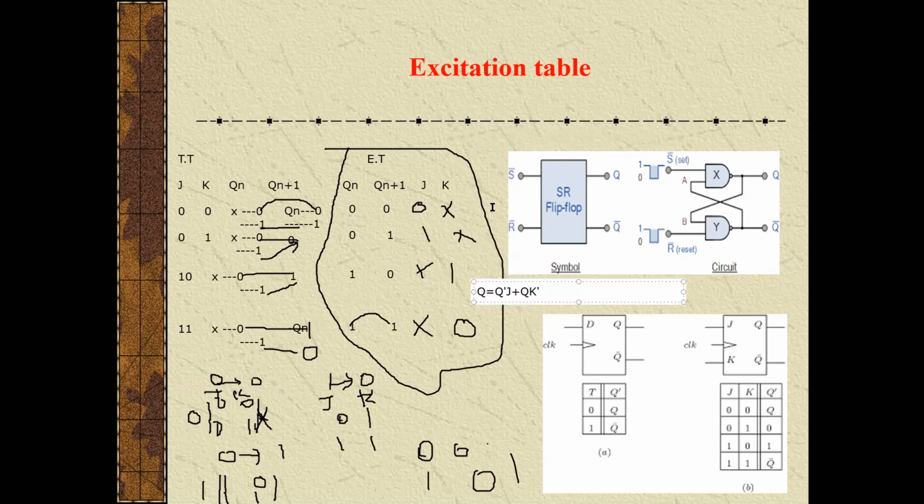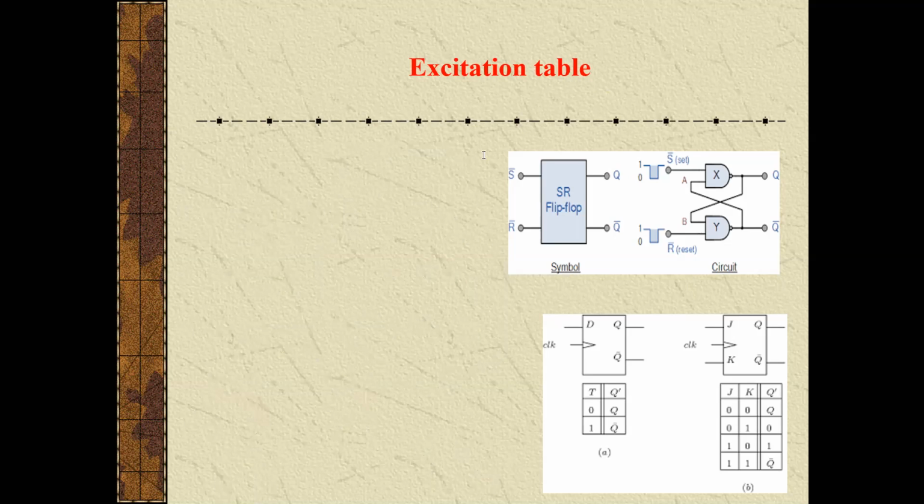We have seen how to write it for D, SR and this JK flip-flop. So let's see, the next topic is all about K-map. So what is the K-map? We will see in the next slide.